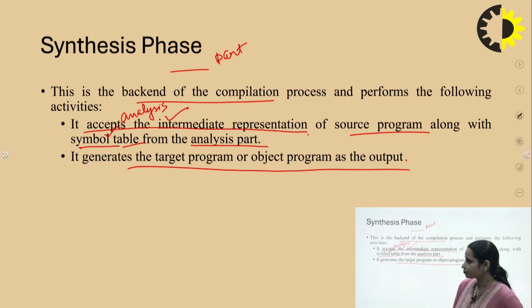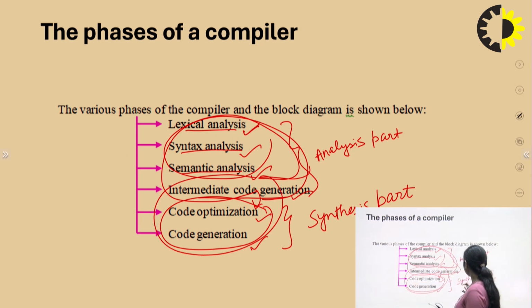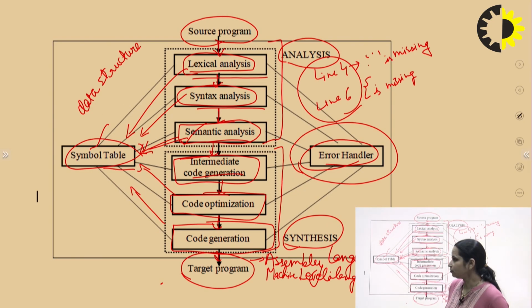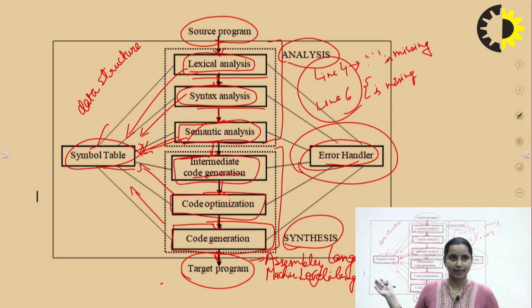These 3 phases are in the analysis part, and these last 3 phases are in the synthesis part. So this is the front end and this is the back end of the compiler. So these are all the phases of the compiler. One by one we'll be discussing these phases of the compiler in the next lecture.